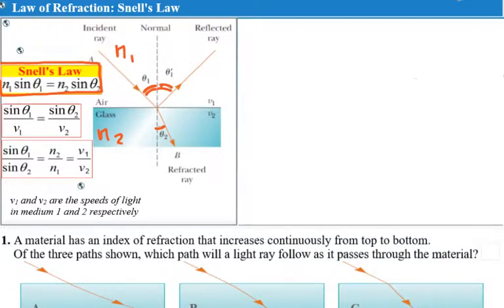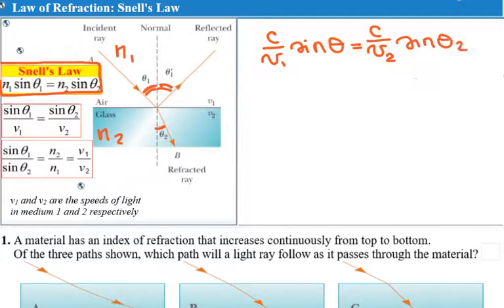Because n is the speed of light in the vacuum over the speed in the medium, you have n1 times sine theta 1, and then n2 is the speed of light in the vacuum over the speed in the other medium, times sine theta 2. Then the speed of light in the vacuum can be cancelled and you get the next formula.